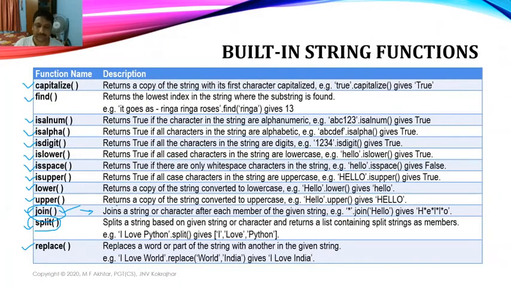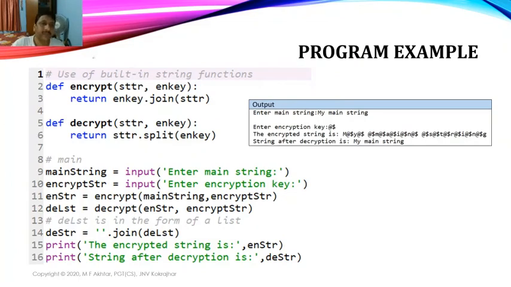And for what purpose are we using these two functions in this program? To encrypt and to decrypt. Encrypt means a message is converted into a coded form so that no other person can understand it. And the decrypt function will decode the coded message to the original message.